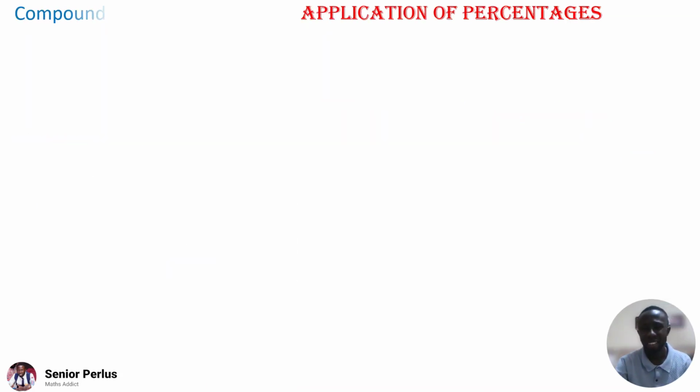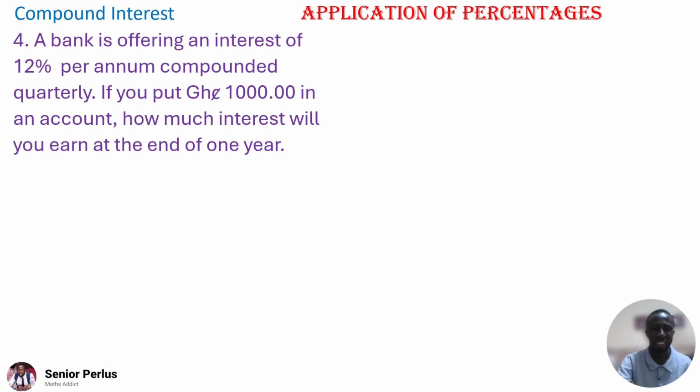More examples on compound interest. Example 4. A bank is offering an interest of 12% per annum, compounded quarterly. Compounded quarterly, that's what? The installment, okay? Good. So there's compounded quarterly, meaning that our N here is what? 4, not 1 of 4. We're using the formula. If you put 1,000 Ghana cedi in your account, how much interest will you earn at the end of 1 year?